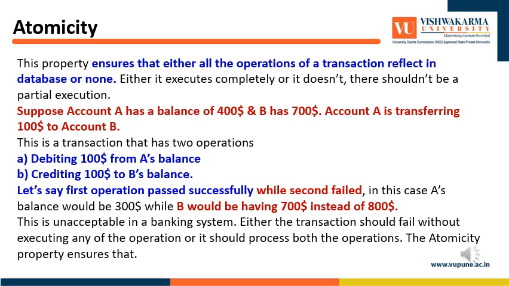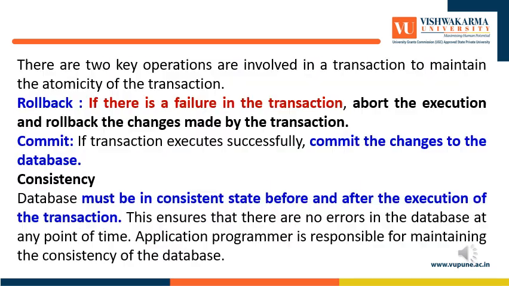The atomicity property ensures this. There are two key operations involved in a transaction to maintain its atomicity. First, rollback: if there is a failure in the transaction, abort the execution and roll back the changes made by the transaction. Second is commit: if the transaction executes successfully, commit the changes to the database.